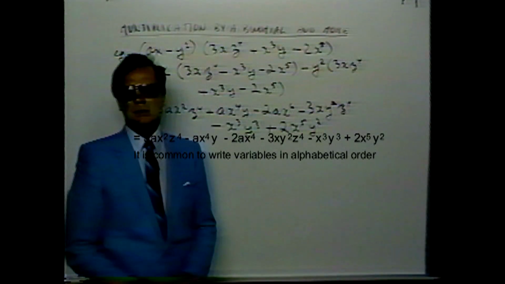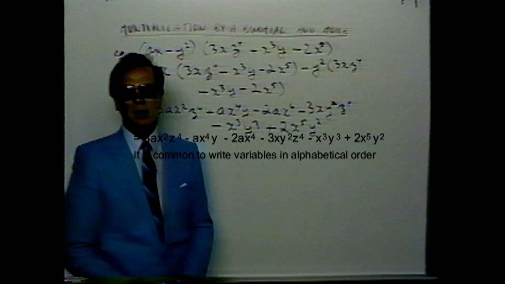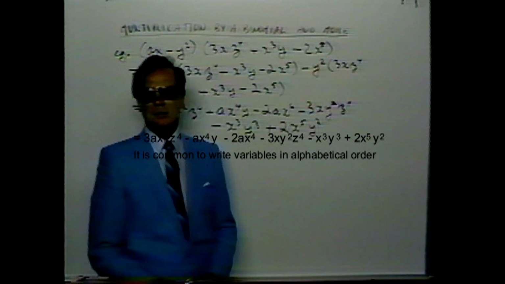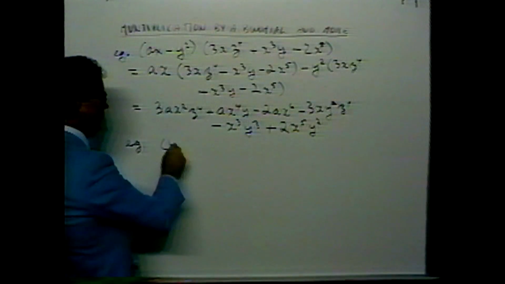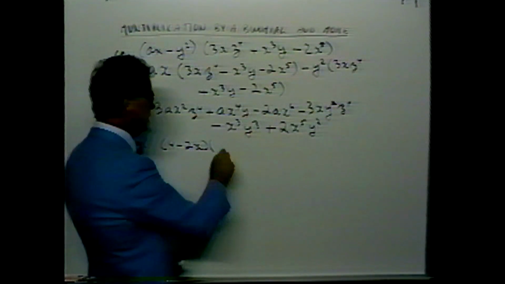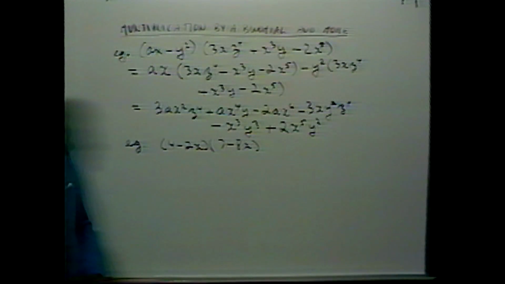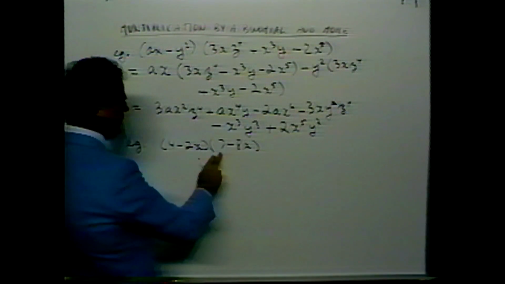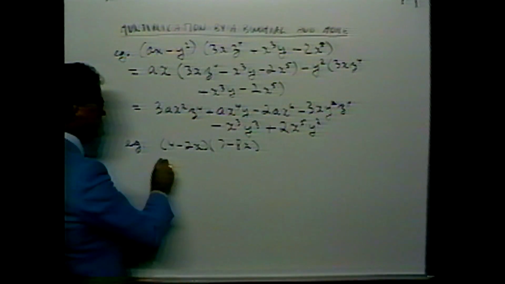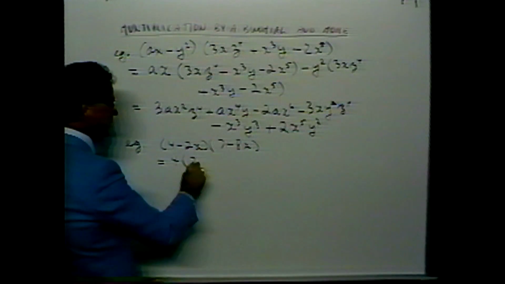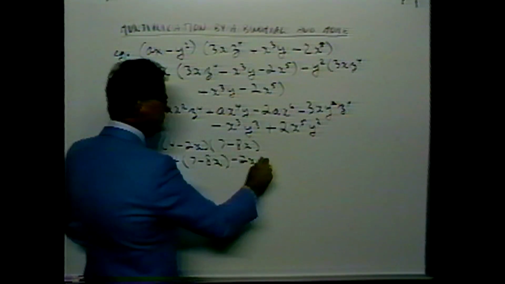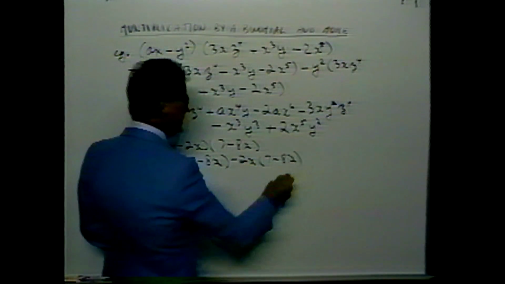There is more interest in binomial multiplication of polynomials, say for one variable. For example, 4 minus 2x multiplied by 7 minus 8x. Interpret the multiplication of this binomial by the second one as being equivalent to the first term 4 multiplied by 7 minus 8x followed by minus 2x multiplied by 7 minus 8x again.